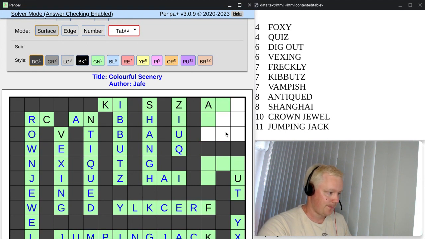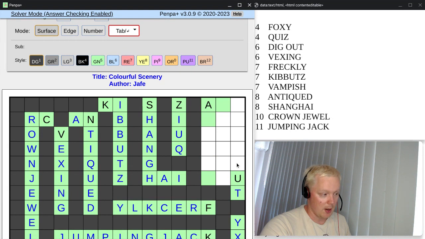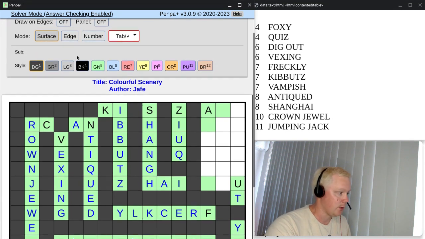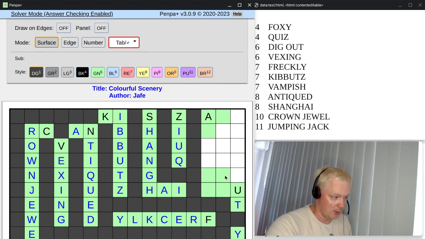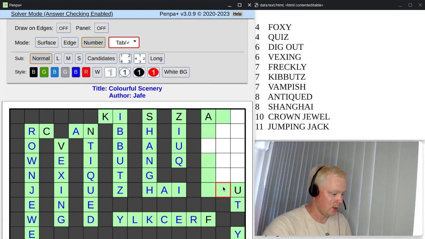So let's go back. So that said, dig out cannot go up. The O cannot be here because we would have no way of filling in Vampish. There would not be enough space for the word Vampish, which means we have to go to the left. That forces this and forces this. Again, we can't do this because the snake can't touch itself. So we have to go there, and we can fill in dig out.